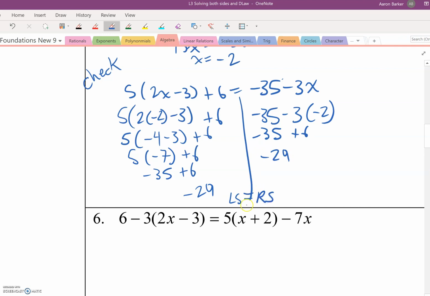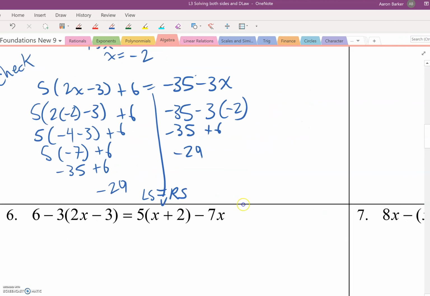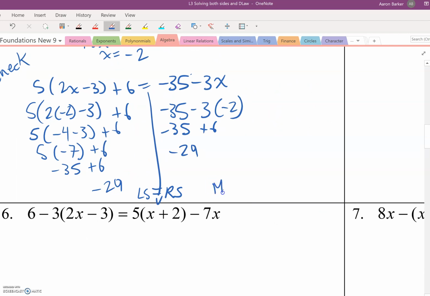So what is check? What does that mean? This means that x equals negative 2. It means that is the correct answer. Okay, next question.